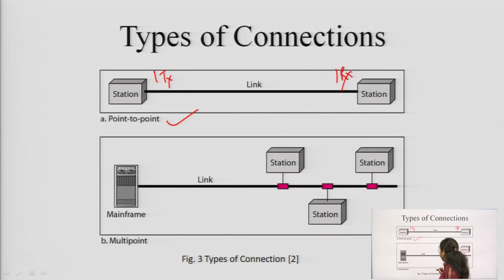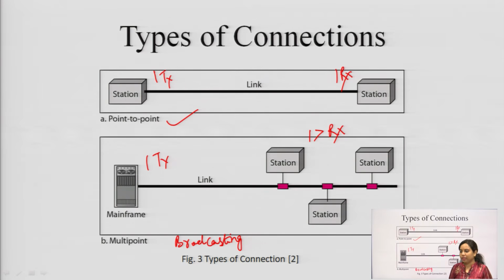In case of multipoint, there is more than one receiver, greater than one receivers, and only one transmitter. So, this is the case for broadcasting also. In case of broadcasting, there is more than one receiver. So, these 2 are the types of connections that have been set up for proper communication.